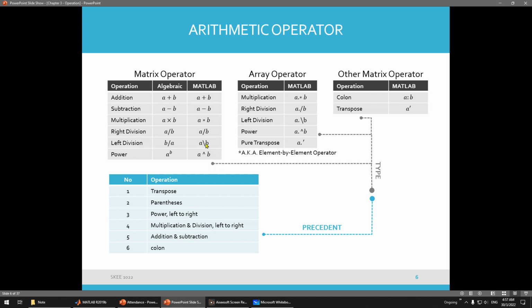Okay. This one, the backslash, if I'm not mistaken. A to the power of B, of course, you use a hat, Shift 6. Okay, so make sure you know how to convert the algebra to MATLAB. Plus and minus is okay, division is also okay, but left division, multiplication and power, you have to know the symbol.